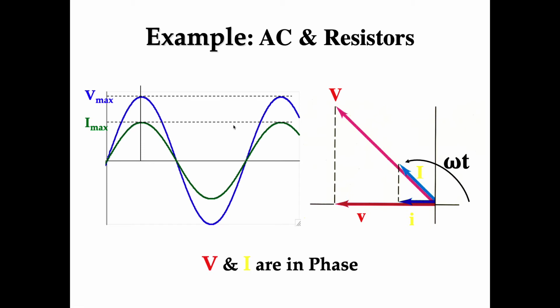And since both V and I are in phase, you'll see that the arrows that represent V and I are overlaid on top of each other. And in fact, for any resistor, the voltage and the current are always in phase. The voltage across the resistor is always in phase with the current through the resistor. That's always the case.